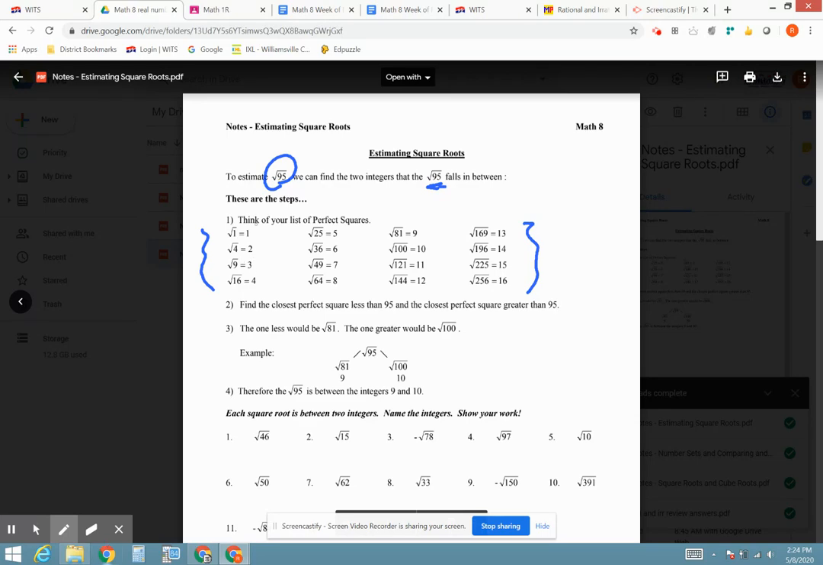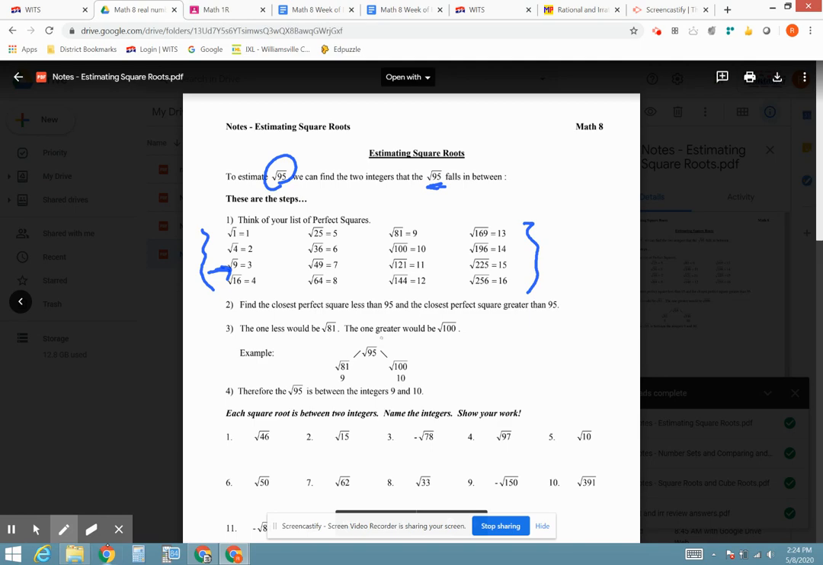But if I wanted to know the square root of 10, it would be between here and it would not be a whole number because there's not a number times itself that gives me 10. But I know it's somewhere between the square root of 9 and the square root of 16, which means that the square root of 10 is somewhere between 3 and 4. Closer to 3 because 9 is closer to 10 than it is to 16. And that's pretty much all we do.